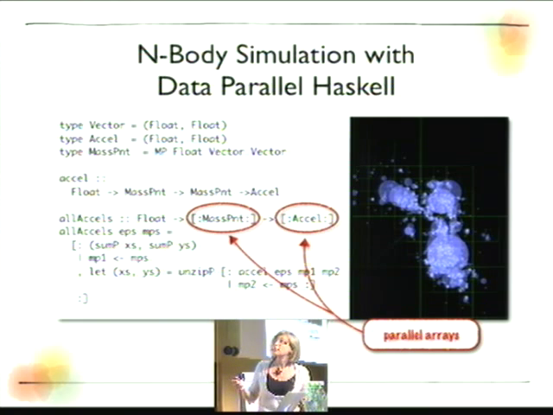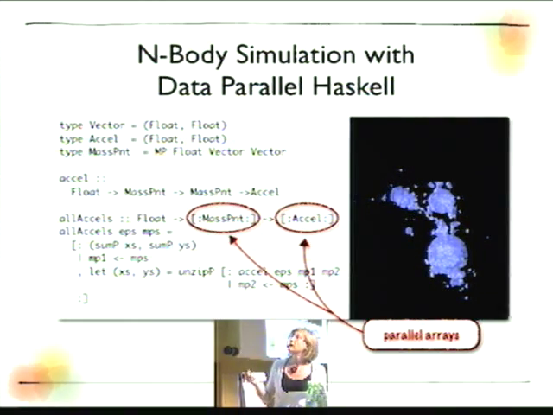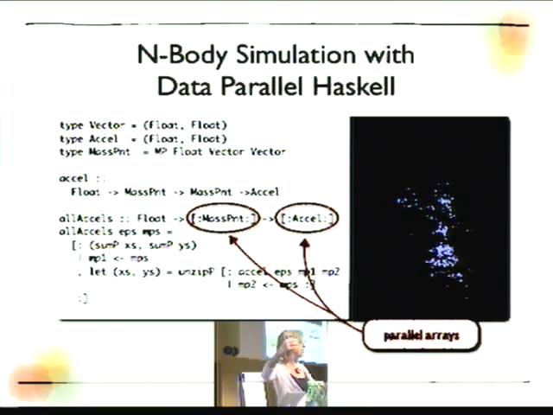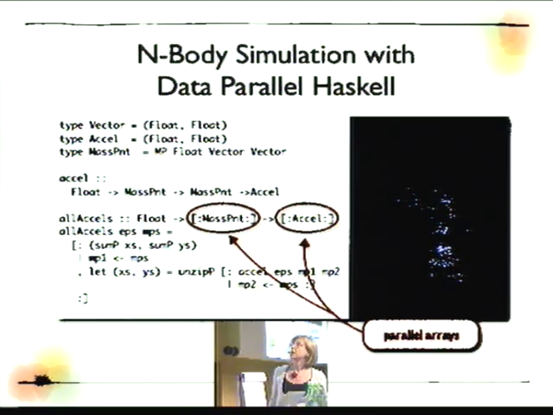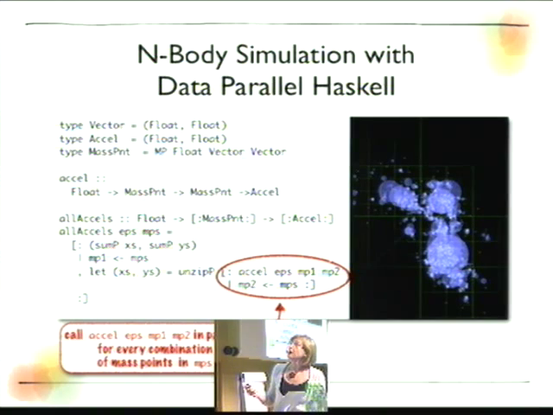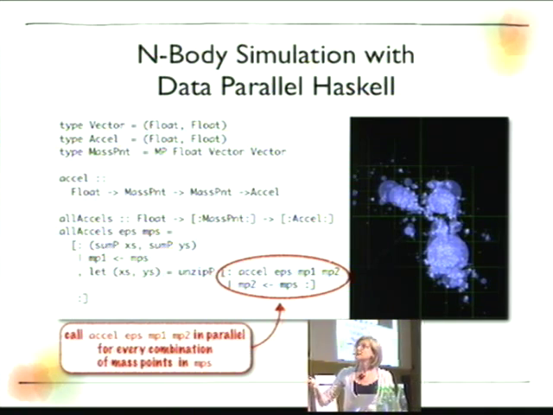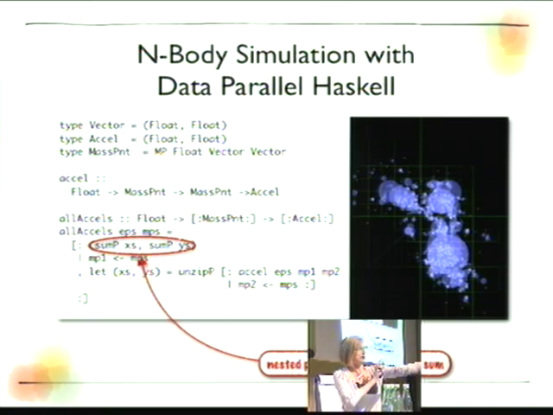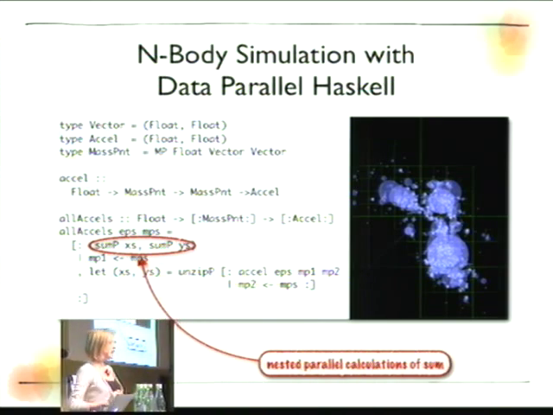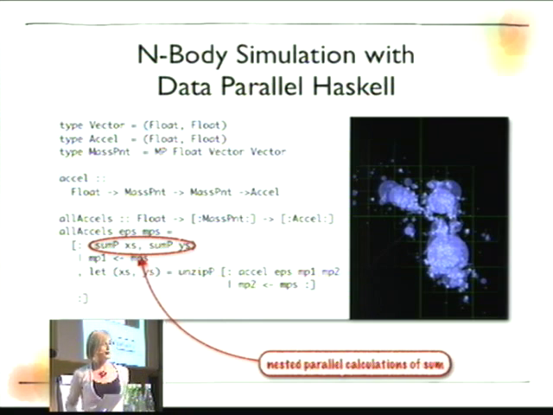But in the context of this talk, it's really not important whether we have irregular or regular parallelism. So we have these parallel arrays here. One of them is a parallel array of mass points, and calcAccels returns a parallel array of accelerations for each point. The actual work happens here: for each point, it takes every possible combination and calls this function accel, which does the actual work. And then we have another source of parallelism: we sum up all the x and y components to get the force for each particle.